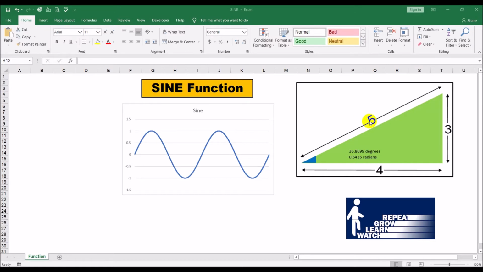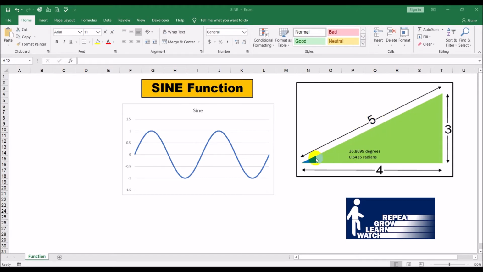The reason we know this is from Pythagoras theorem, which says the square of the measure of the hypotenuse is the sum of the squares of the height and the base. So 3 squared is 9 and 4 squared is 16. 16 plus 9 gives you 25, which is the square of the hypotenuse. If you take the square root, you get 5. So the square root of 25 is 5, and that's how you get this 5 here.